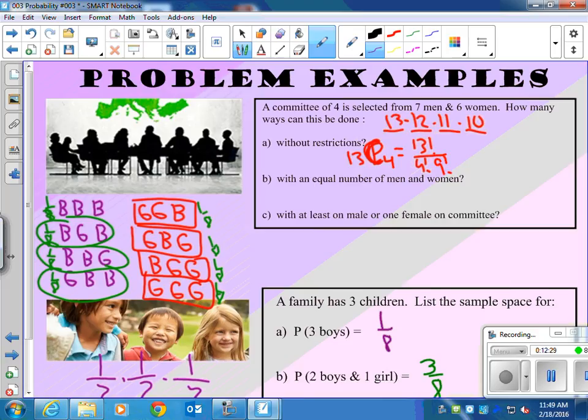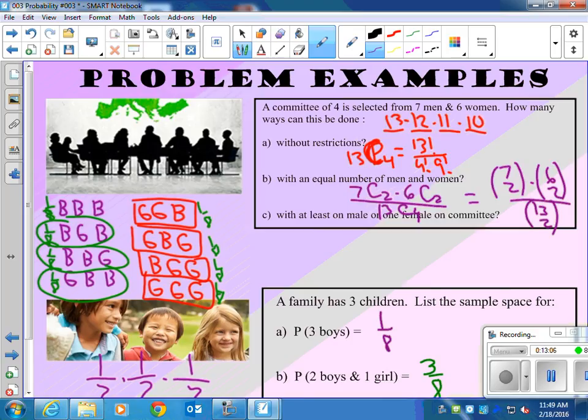So when we're looking at the probability, of the 7 men, there could be 2 of them. And of the 6 women, there could be 2 of them. Of the 13 people, there could be how many? 4. So that would be the setup for equal number of men and equal number of women. If you want to, you could go 7 choose 2 times 6 choose 2 over 13 choose 4. It's a good way to show it. You use your calculator or other means to figure that out.